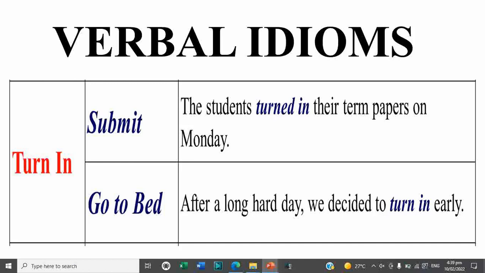Next is turn in. It has two meanings. Submit. For example, the students turn in their term papers on Monday. Its second meaning is go to bed. For example, after a long hard day, we decided to turn in early.